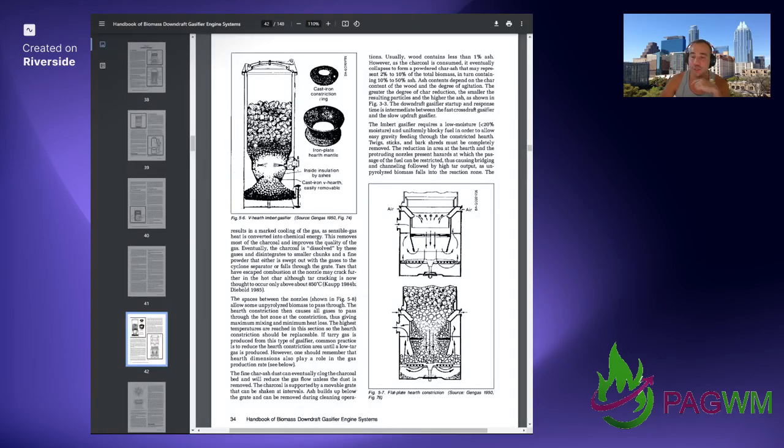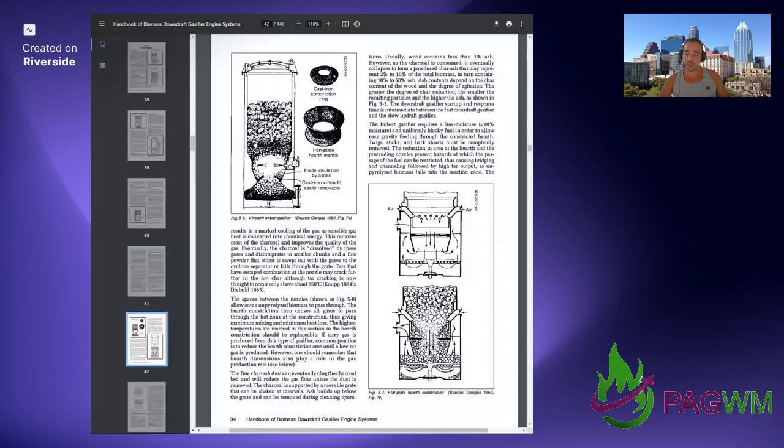Eventually, the charcoal is consumed by one of these gases and disintegrates into smaller chunks and a fine powder that either is swept out with the gases to the cyclone separator or falls through the grate. Tars that have escaped combustion at the nozzle may crack further in hot char. Tar cracking is now thought to occur only above 850 degrees Celsius.